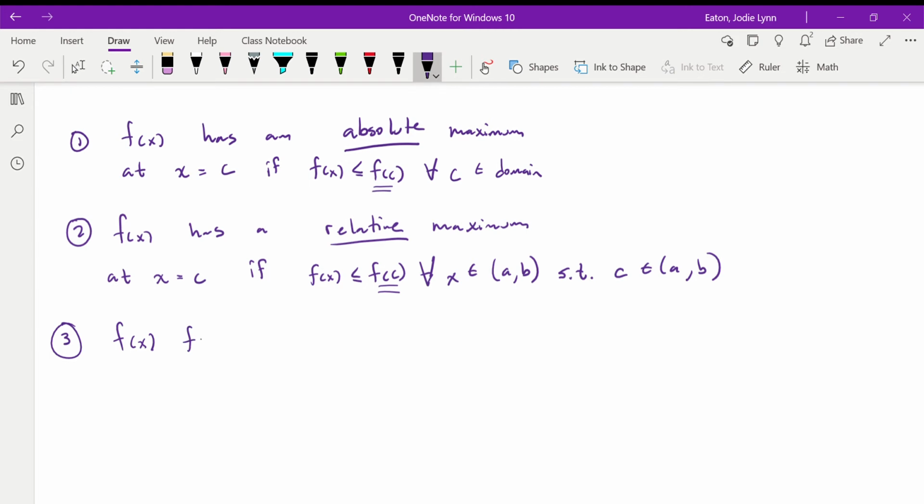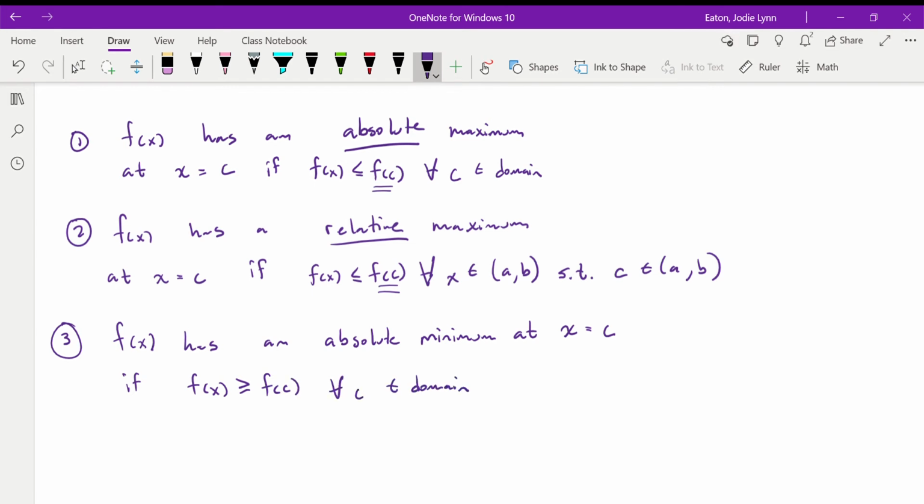And so f of x has an absolute minimum at x equals c if f of x is greater than or equal to f of c for all x in the domain of f.